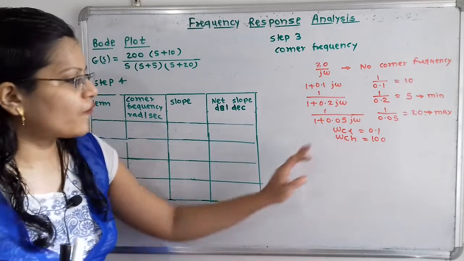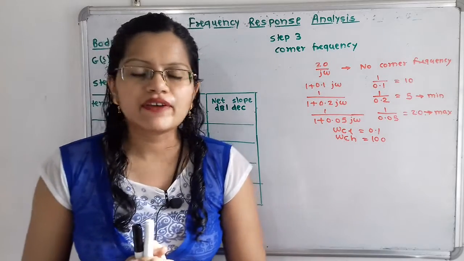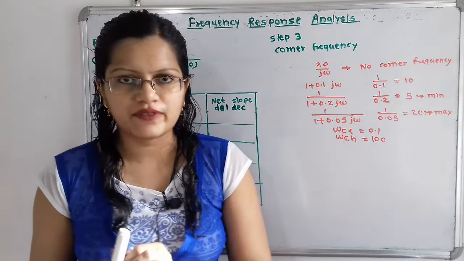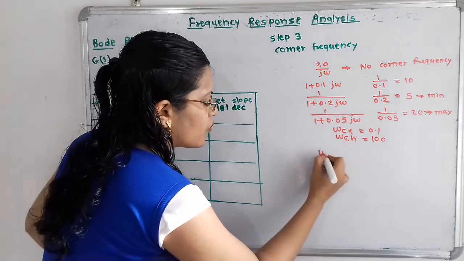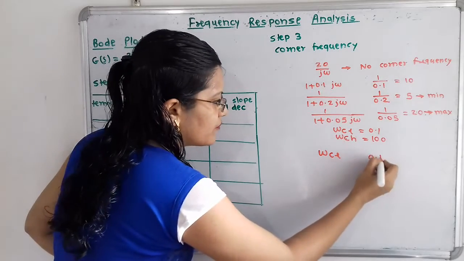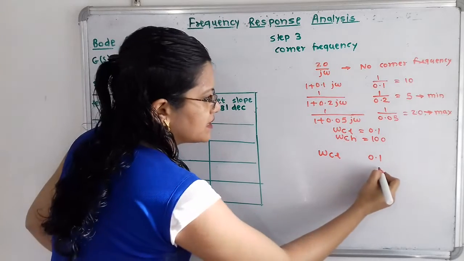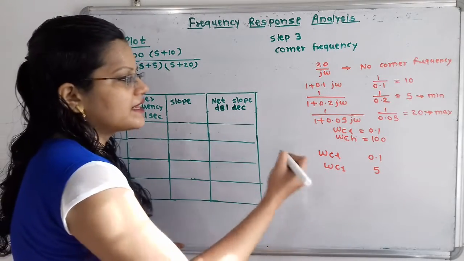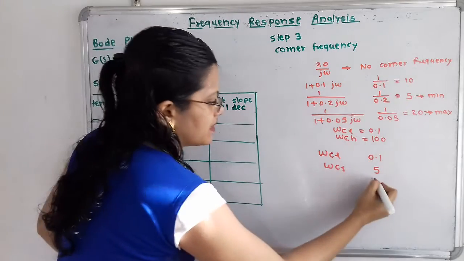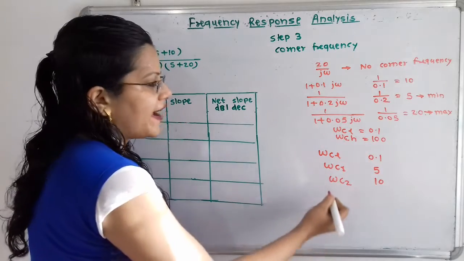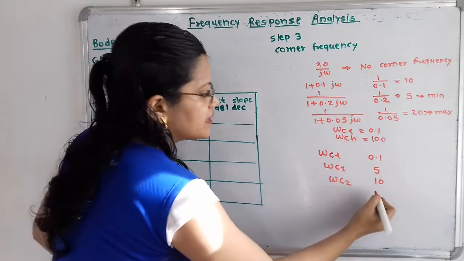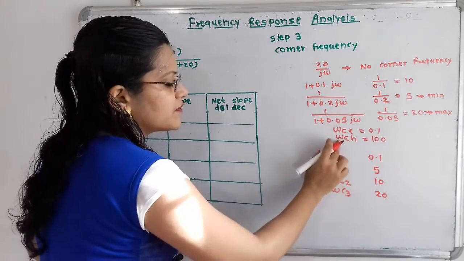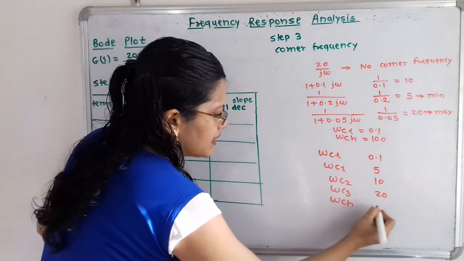When we have selected the lowest and highest corner frequencies, we will rearrange the corner frequencies from lowest to highest. First I will write the lowest corner frequency omega CL, that is 0.1. After that I will take the minimum corner frequency, that is 5, which I will call omega C1, the first corner frequency. Then the next number, more than 5, is 10, which is omega C2. Then the next, after 10, is 20, which will be omega C3. And last, after all these corner frequencies, we will select the highest corner frequency, omega CH, that is 100.